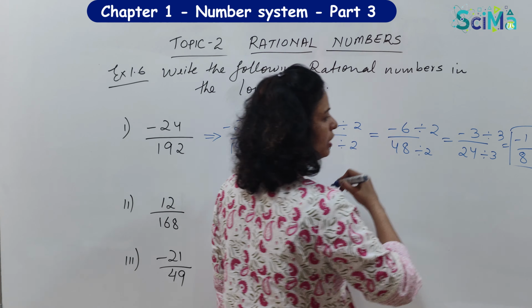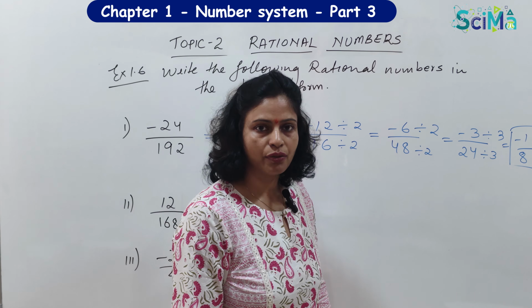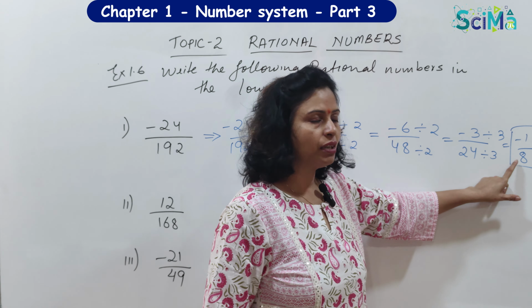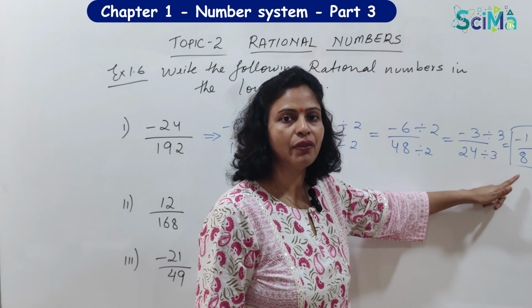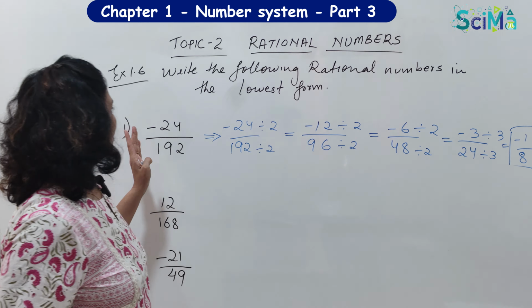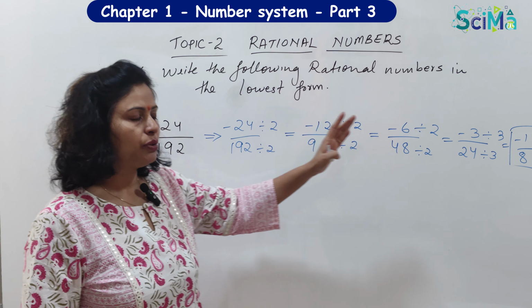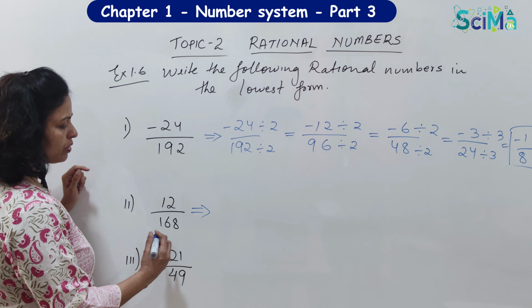So you see we reach minus 1 by 8. After that we cannot reduce. We can't get a lower form because the common factor between 1 and 8 is 1 only. Okay. They are co-prime numbers. There is no common factor other than 1 between them. So the standard form of minus 24 by 192 is minus 1 by 8. Okay. See the next question now.